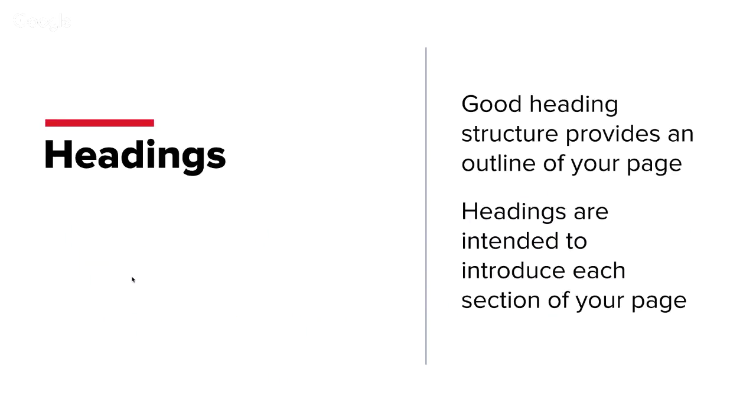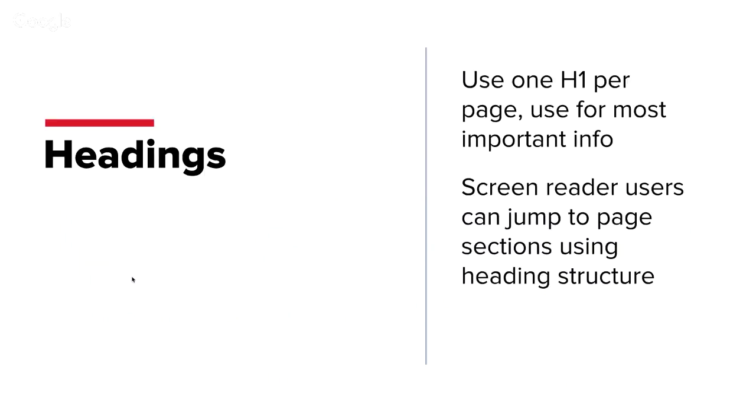So headings is a good way to separate semantics from presentation. Good heading structure provides an outline of your page. Your headings are intended to introduce each section of your page. That is their intention. A good rule of thumb for headings is to use one H1 per page. That is the most important heading on the page. You shouldn't be doing more than one H1. And you have 6 levels of headings.